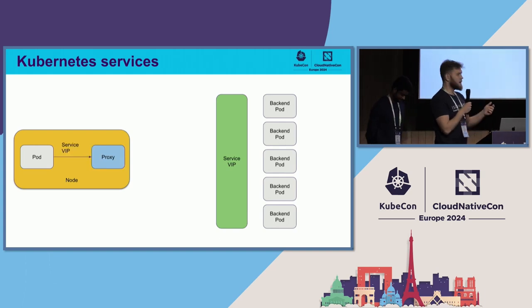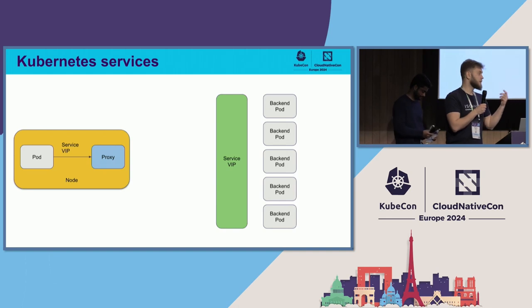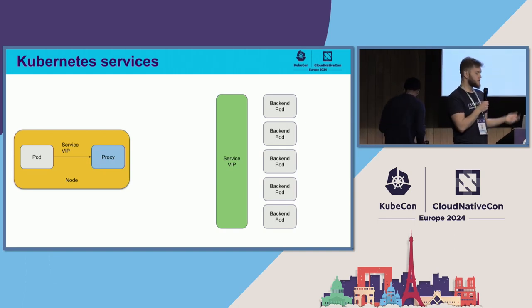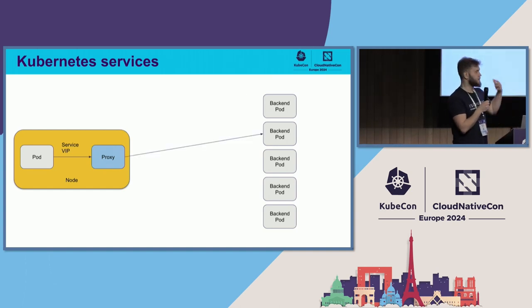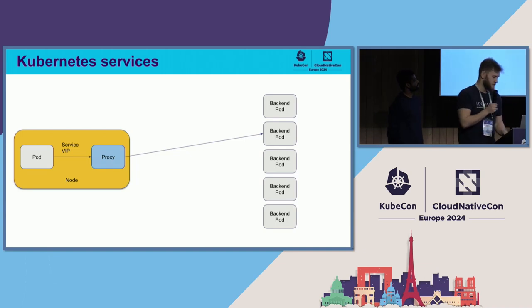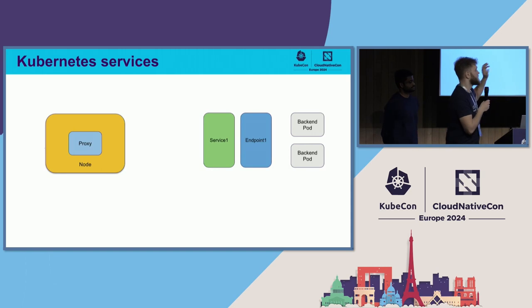But you need to have some kind of proxy, and usually it's just kube-proxy that understands the concept of services. The proxy is responsible for translating that virtual IP to one of your backend pods and initiating the connection for you. So now let's make this thought experiment. If you were going to implement kube-proxy, how would you do it?